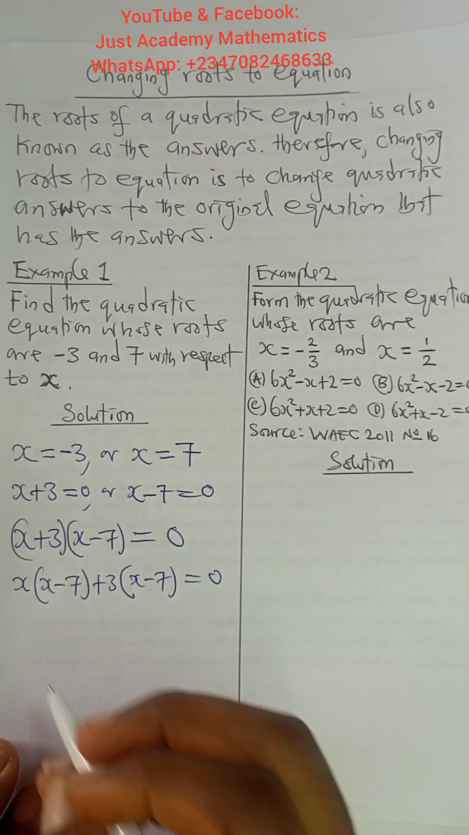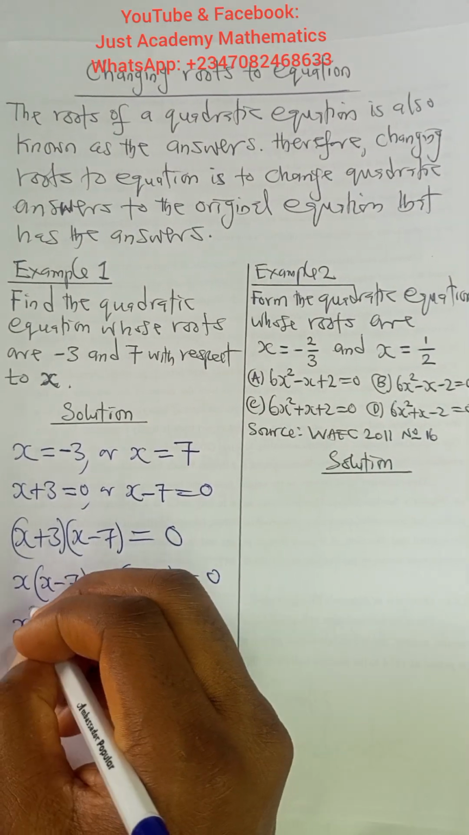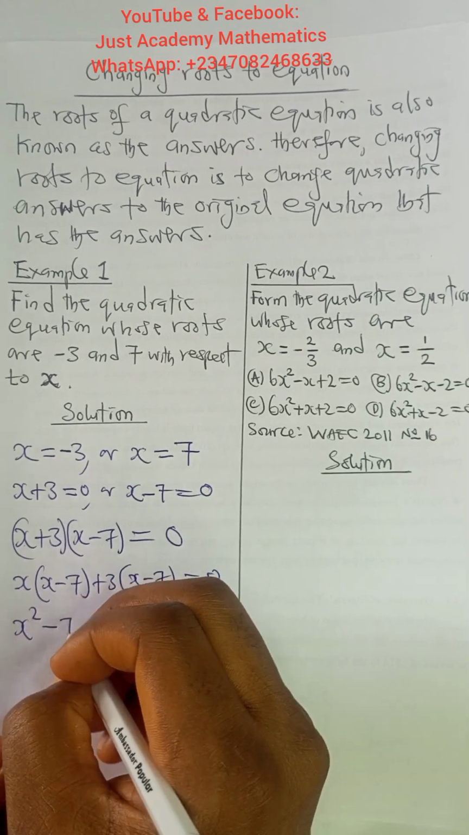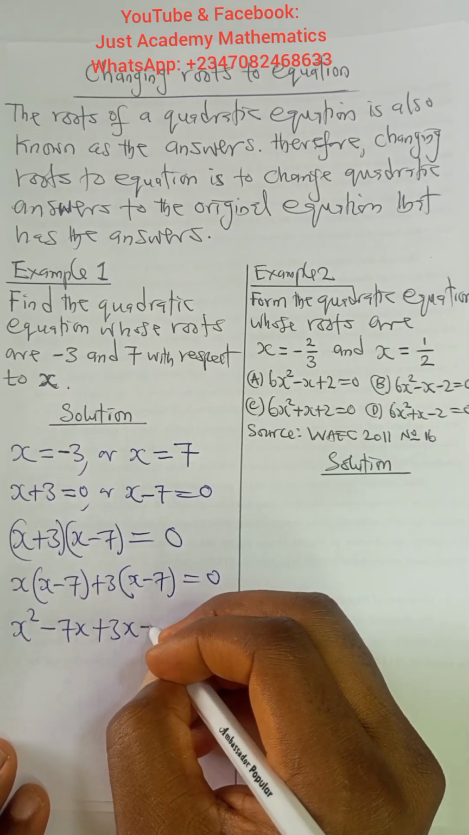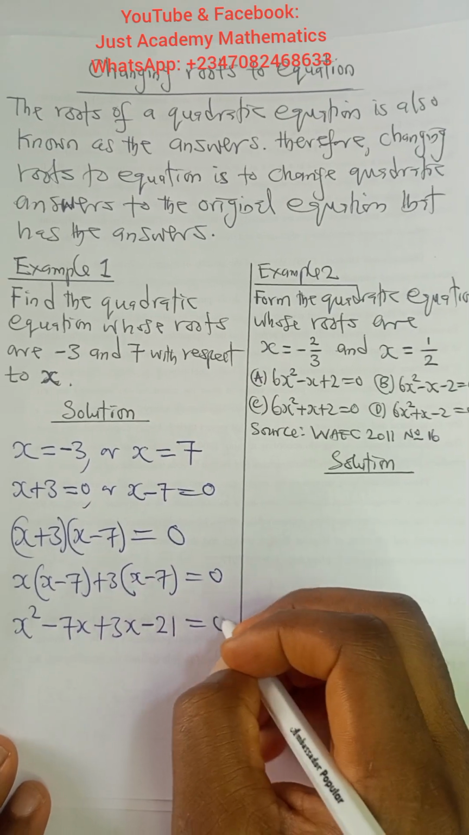So we open the bracket. We have that s times s is what? s squared. s times 7 is what? 7s. 3 times s is what? 3s. 3 times minus 7, minus 21, is equal to 0.